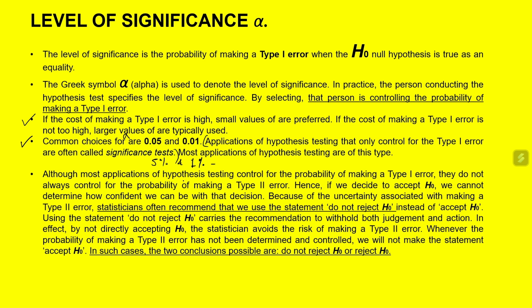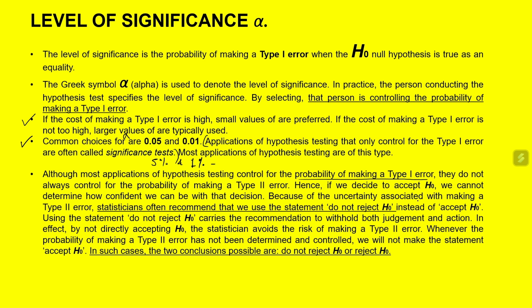Now, although most applications of hypothesis testing control the probability of making a type 1 error, they do not always control the probability of making a type 2 error. So in most scenarios, hypothesis testing can control the probability of making a type 1 error, but that is not possible in the case of type 2 error. Hence, if we decide to accept H0, we cannot determine how confident we can be with that decision.